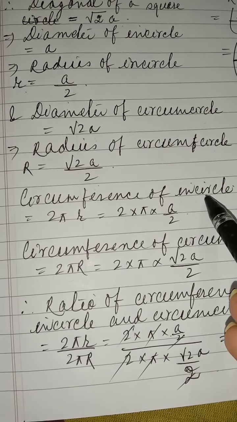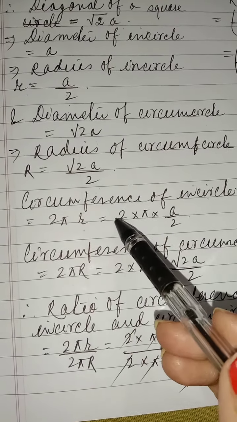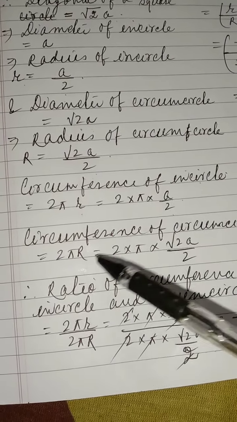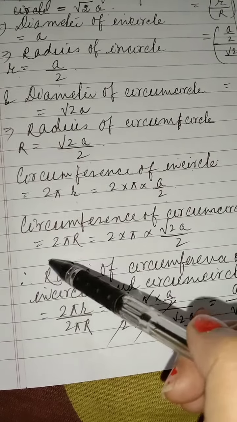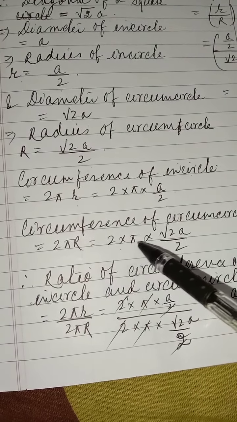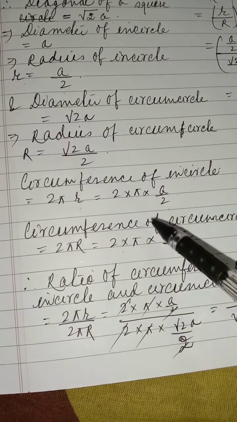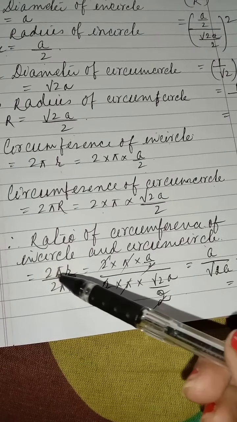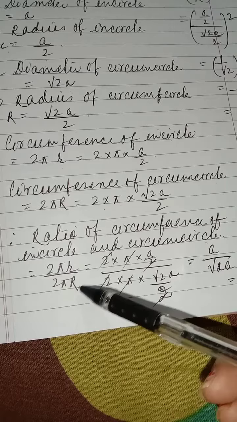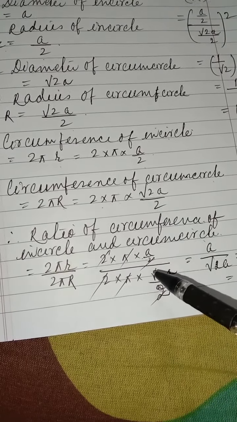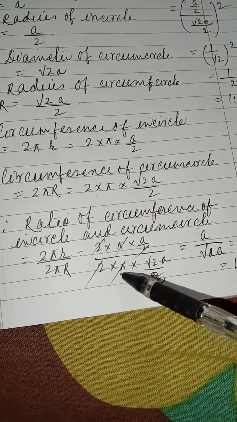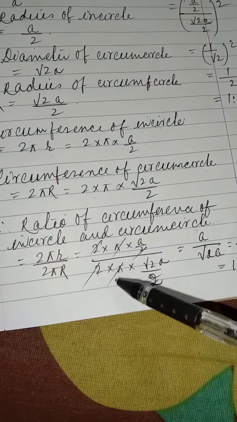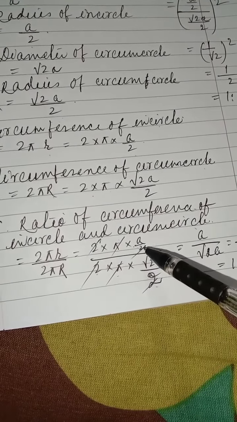So the circumference of the incircle is 2 pi r. So 2 into pi into small r, which is a by 2. And the circumference of the circumcircle is the same formula, 2 pi but capital R. So 2 into pi, radius is root 2 a by 2. Now the ratio of the circumference of the incircle and circumcircle: 2 pi r by 2 pi R. So 2 into pi, small r's value a by 2, and here 2 pi into root 2 a by 2. Now this 2 and 2 are cancelled, pi and pi are cancelled, and the denominator 2 into 2 is cancelled.